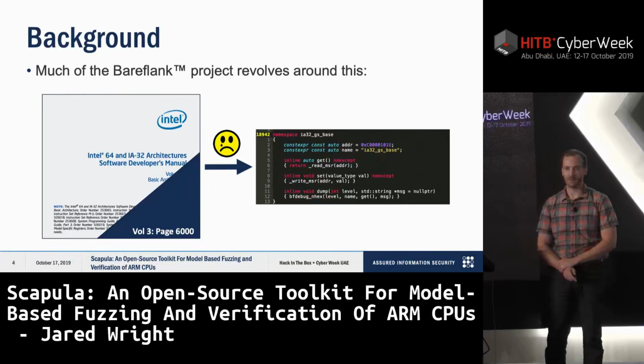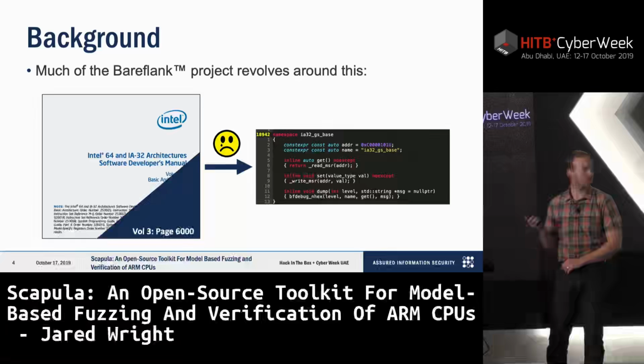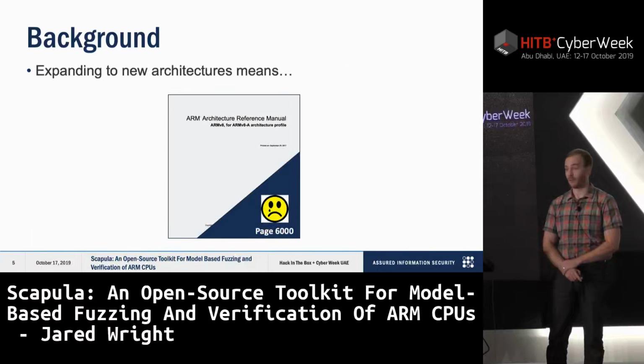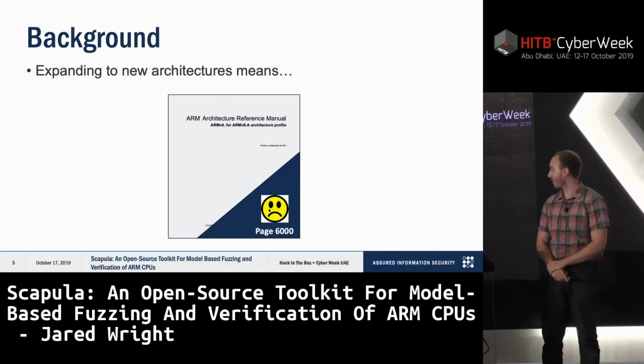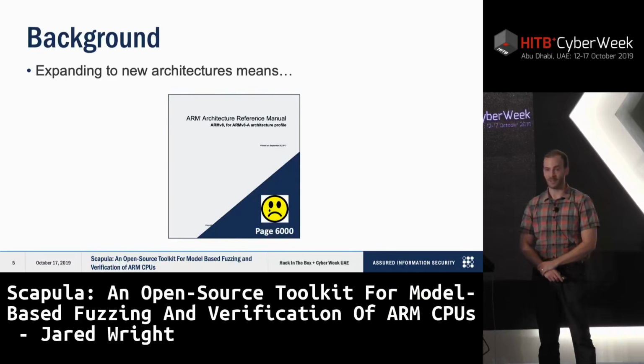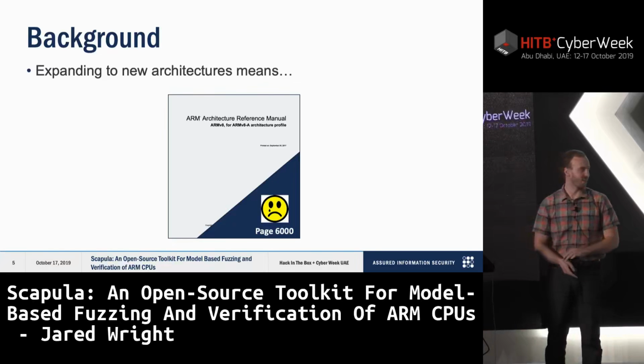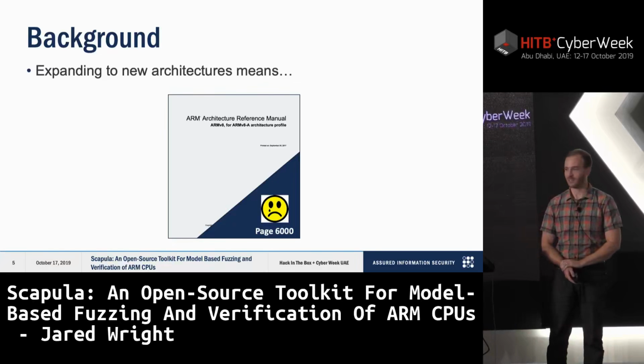And so what do you think happens when you try to expand to more architectures? Well, you get another reference manual that's also 6,000 pages in length. And you get to read that and spend another 10 years of your life trying to understand what the heck's going on. So yeah, it's this constant cycle of just ingesting so much information as a developer.